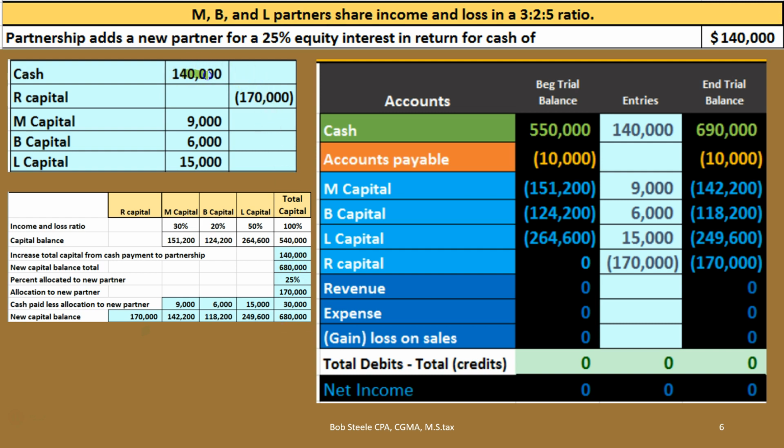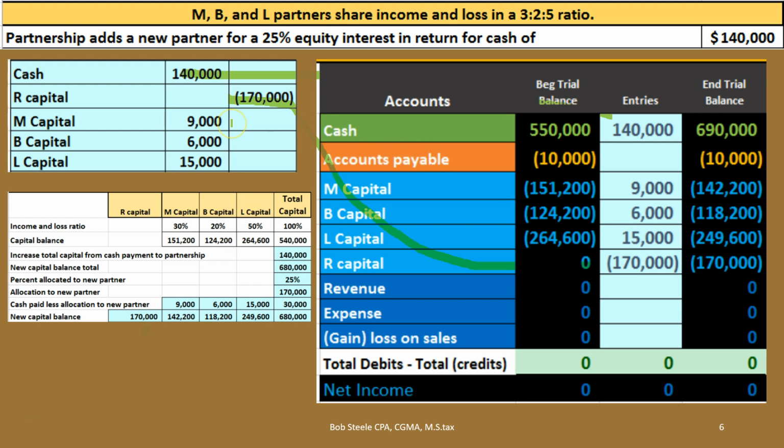So here's cash. We're debiting cash. Cash has a debit balance. We're going to make it go up by doing the same thing to it. Therefore, cash went up to the 690,000. And then we put R on the books. So here's R on the books. We're going to credit for the 170,000. So we're going to put that down here from 0 up in the credit direction to 170,000. New partner on the books for 170.